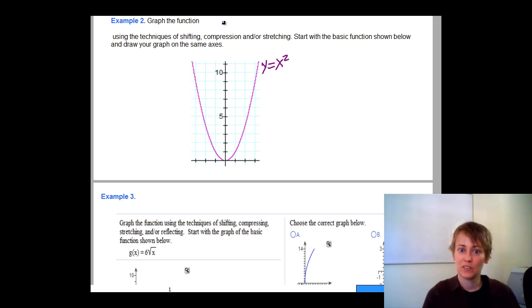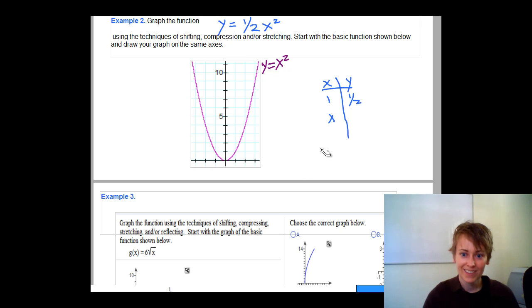Graph the function y equals 1/2 x squared. Okay, so now we're multiplying by a fraction, and so I said that fractions make it compress, they make it look fatter. And so we can see that, and when we do that, let's try, for example, making a table of values, x and y. So when x is 1, y is now 1/2.